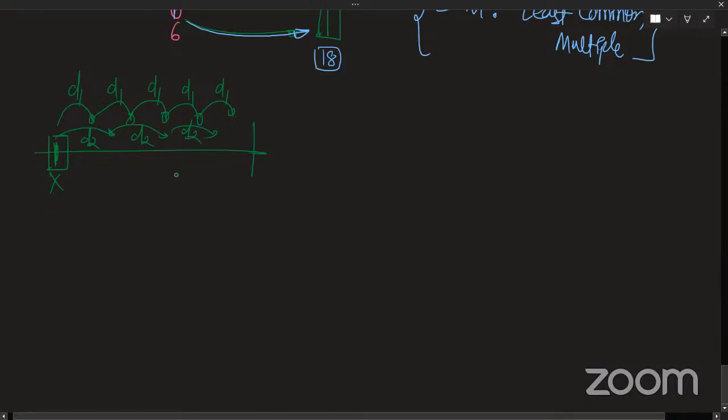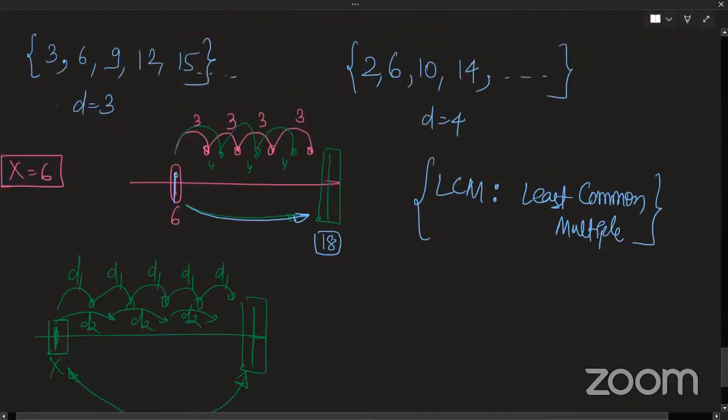So there will be one more point where they will meet. Can you tell me what will be the distance between these two points? It will be the LCM of D1 and D2, right? So you can just look here also. What is the difference between these two points? It is 12, right?